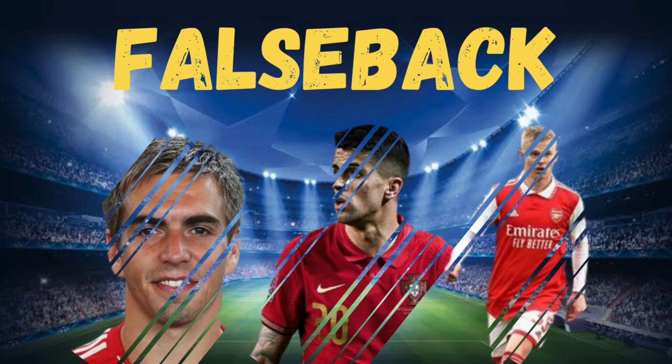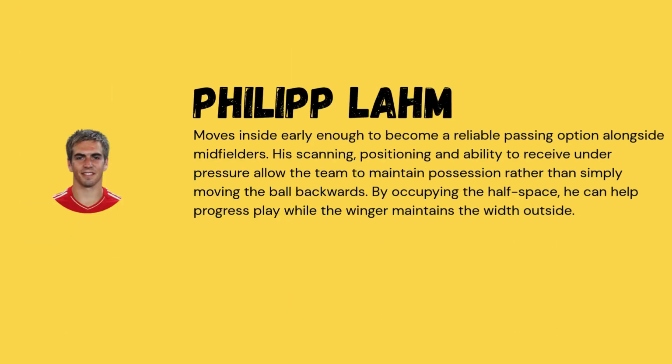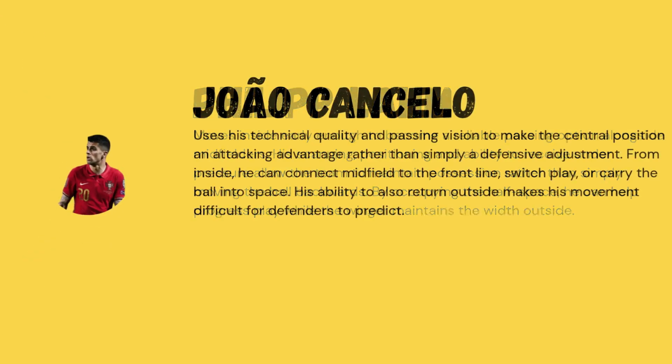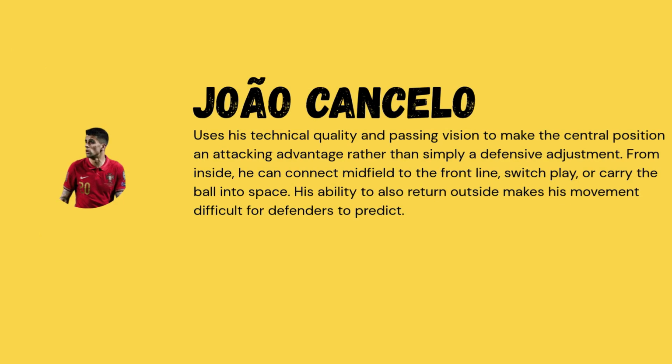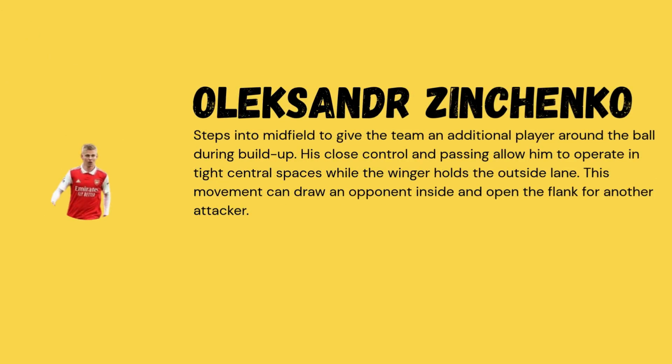The falseback, essentially the inverting fullback, solves almost the opposite problem. Instead of moving outside to create width, they invert into a central or half-space position during possession. Now the team has an extra player around midfield, which can create better passing angles and numerical superiority against a press. The winger can stay wide, while the inverted fullback helps connect the defenders to the midfield. Lahm and Alaba became famous for this kind of movement under Guardiola at Bayern.